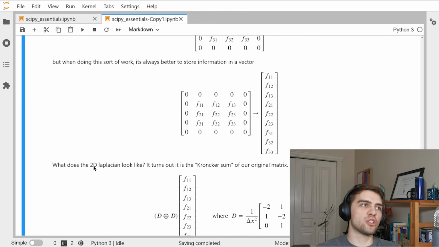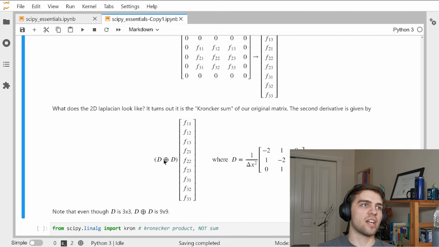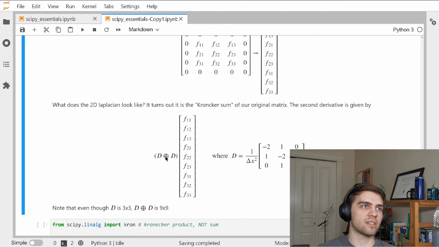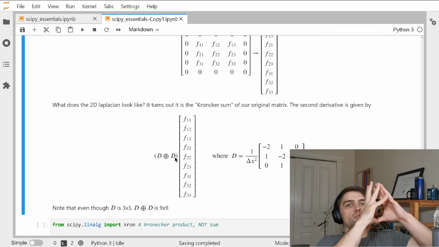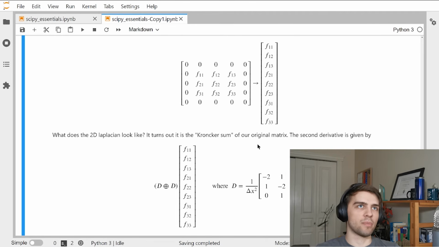The question is, what does the 2D Laplacian look like? Del squared, second derivative, vector derivative. It turns out it's equal to the Kronecker sum of our original matrix. And so the Kronecker sum I write is this symbol here, D plus D. It's a really big matrix. It's n squared, because this is a 3, so the vector goes to 9. If this were like 10, this vector would be 100 big.